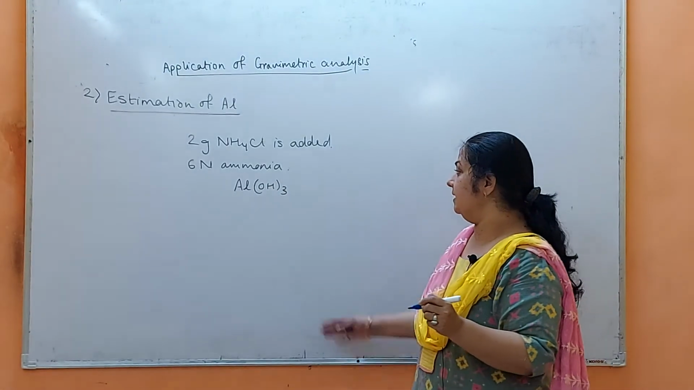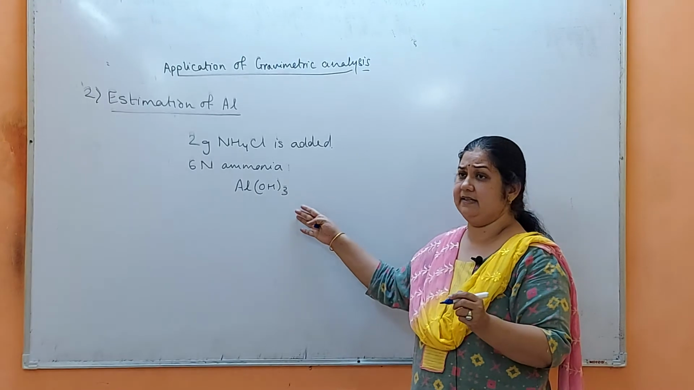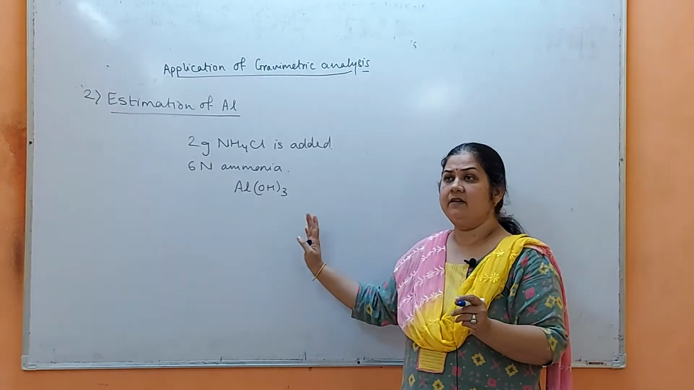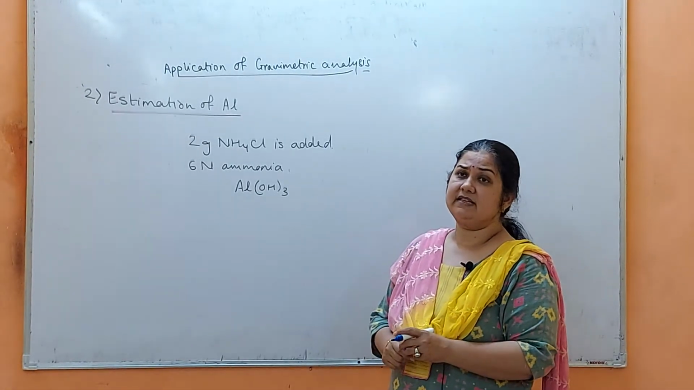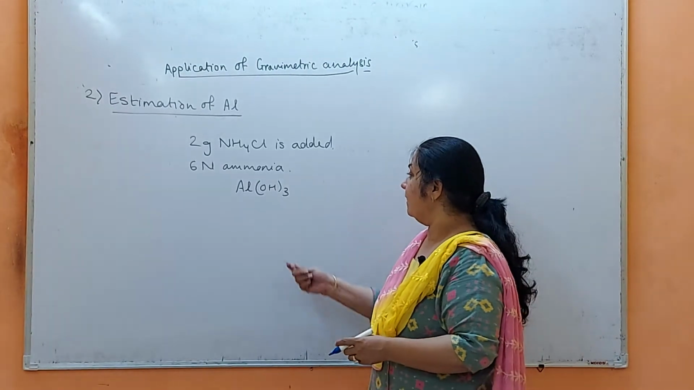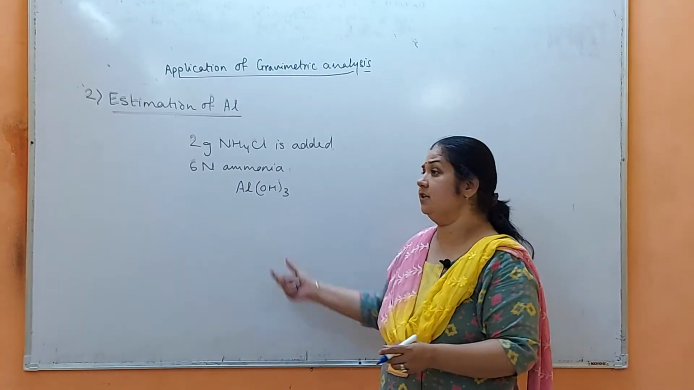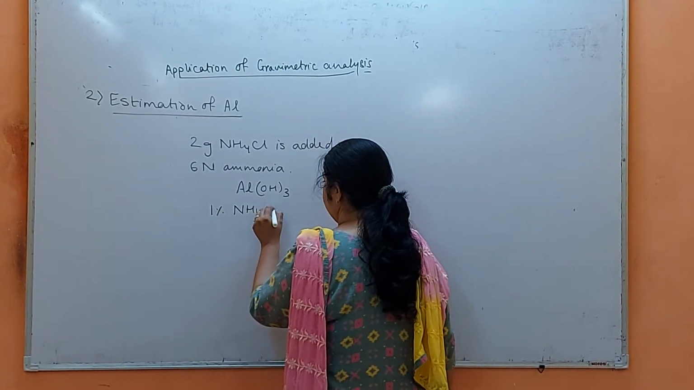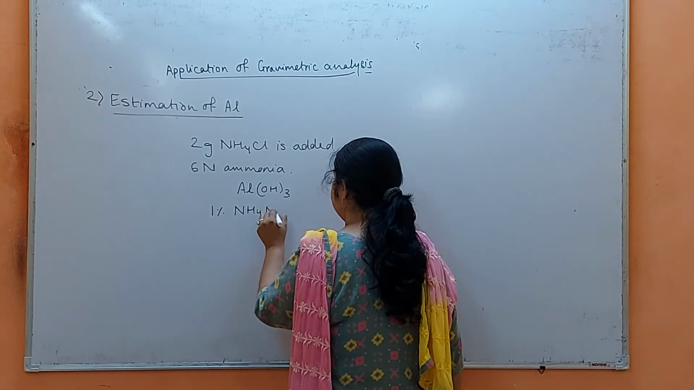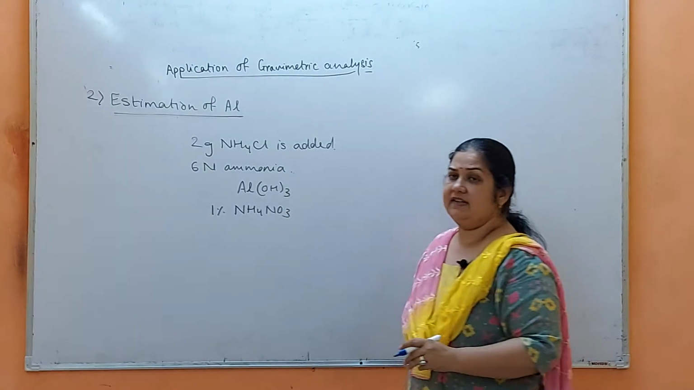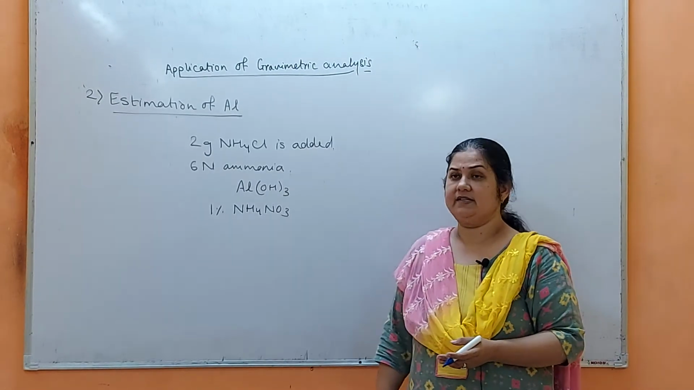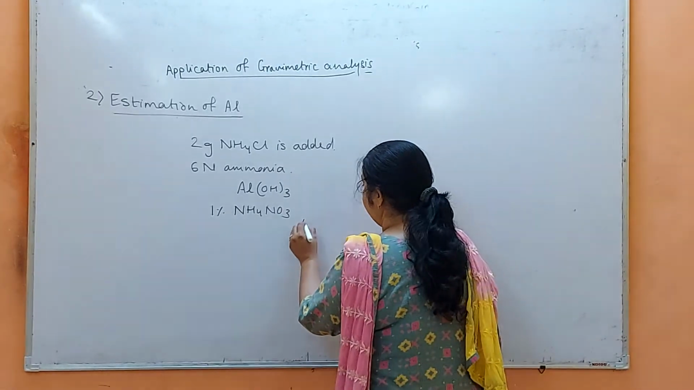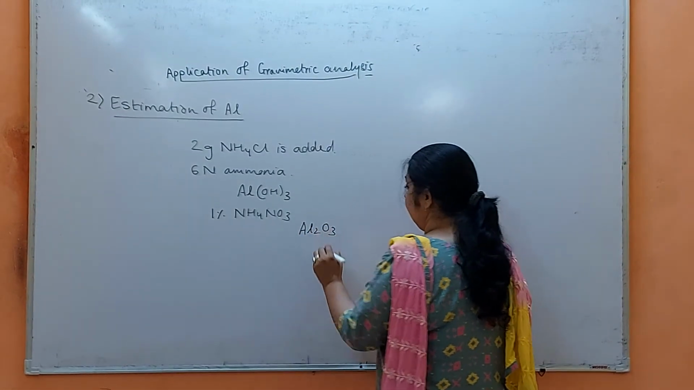Now then we have to digest it for a small period of time, and then we have to filter it through a previously weighed silica crucible. Now after filtration we need to wash it with 1% ammonium nitrate solution so as to avoid peptization. Then after filtering it, it is dried and then cooled in a desiccator. After drying, it gets converted into Al2O3 and then it is weighed.